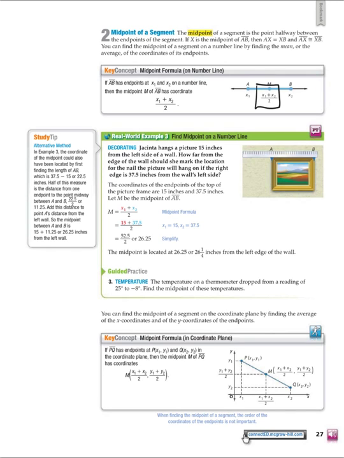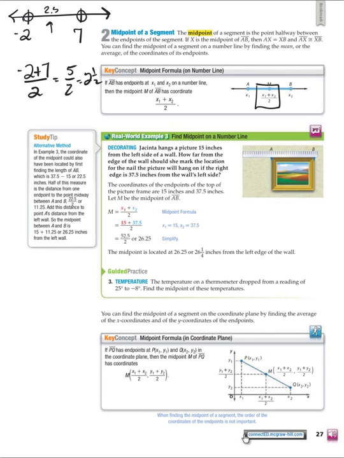endpoints. So if I have a number line and I have the segment that's extending from -2 to 7, and I want to know the midpoint, then I'm going to just add my two coordinates together and divide by 2. So halfway between here would be 2.5. Okay? Now the averaging concept carries over onto the coordinate plane as well.